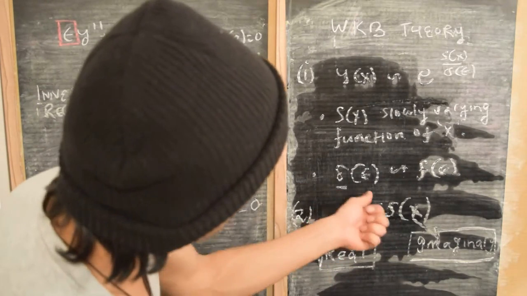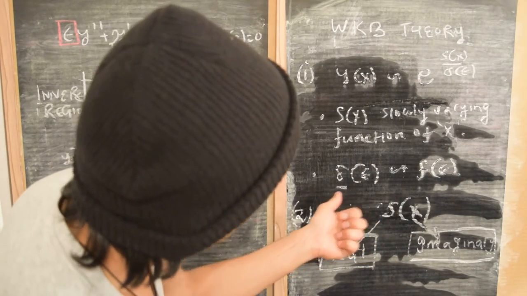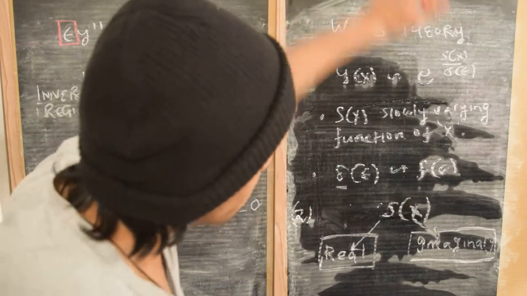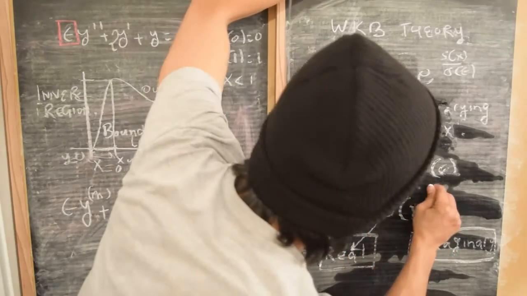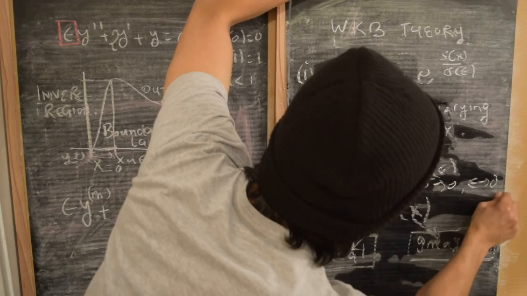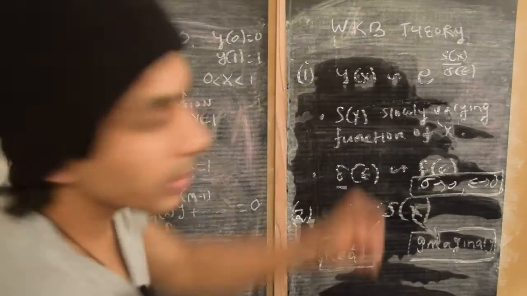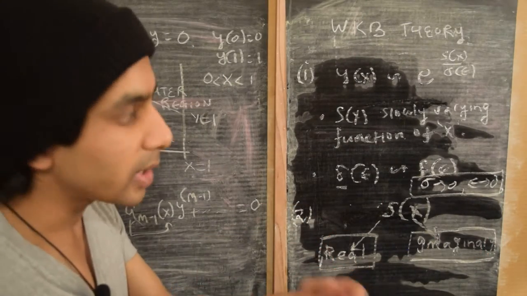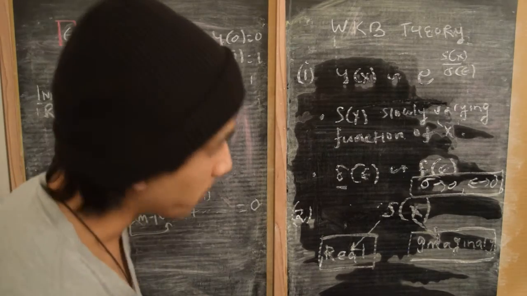And here, one other point that I should emphasize is that delta is a function of epsilon, and in particular, delta goes to 0 as epsilon goes to 0. Delta is also a small parameter, so delta also goes to 0 as epsilon goes to 0.